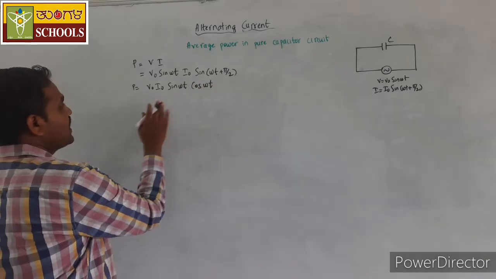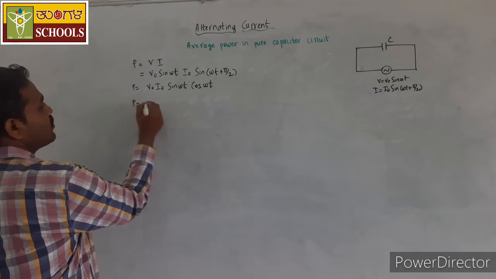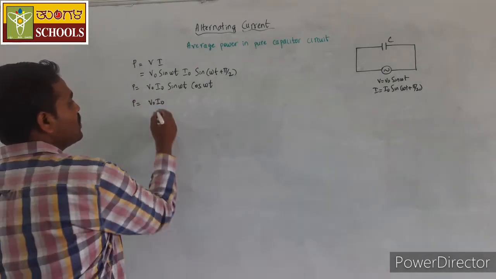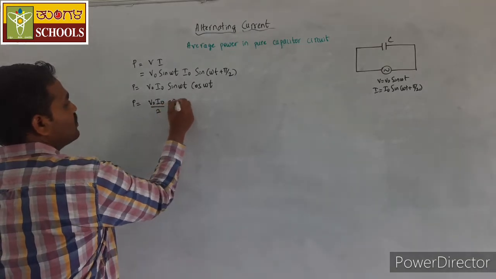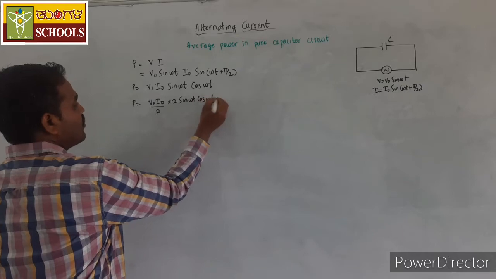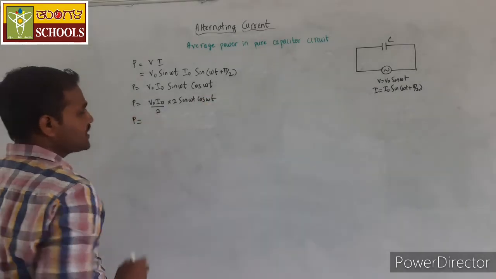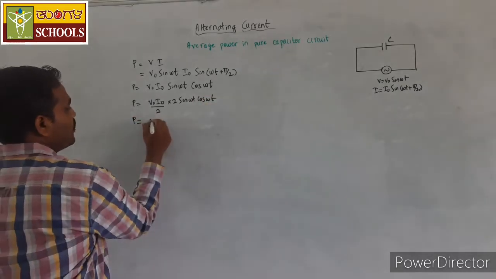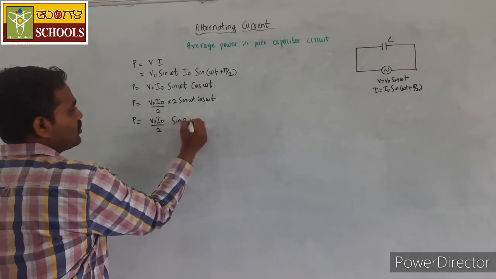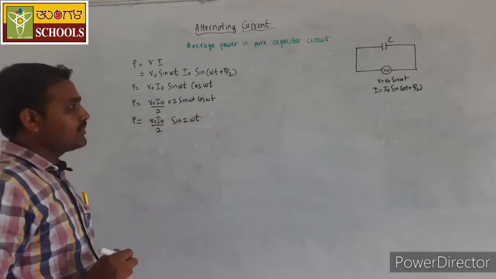This can be written as P equal to V naught I naught. I will multiply and divide by 2, so I can write it as 2 times sin omega t into cos omega t. So instantaneous power can be written as V naught I naught divided by 2 times sin of 2 omega t.